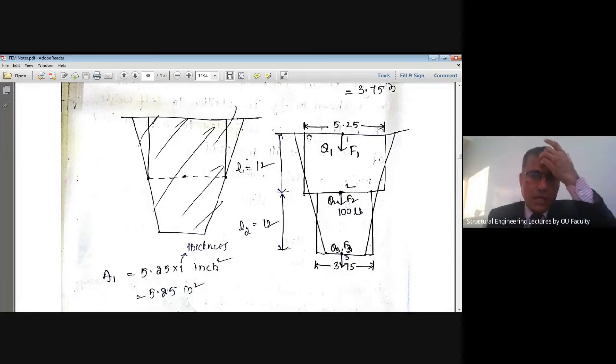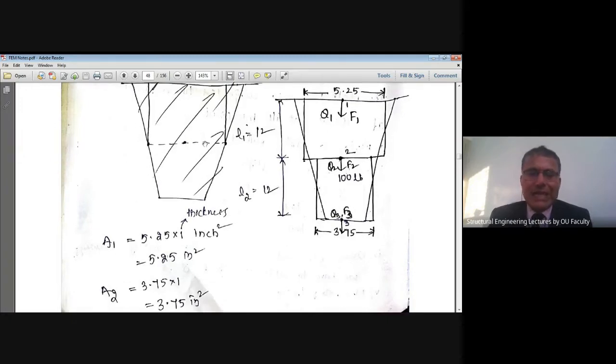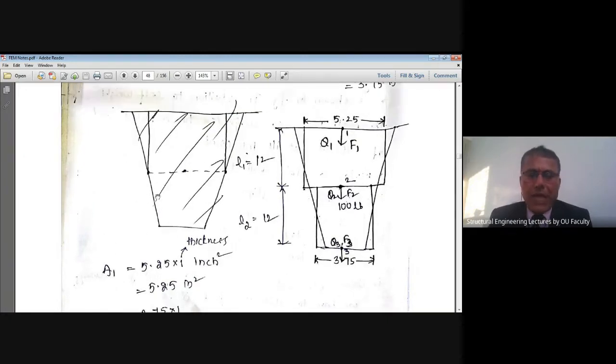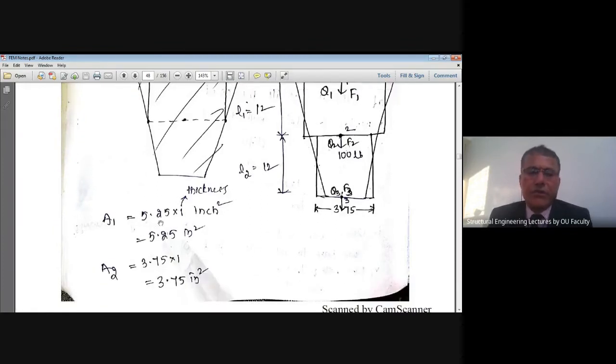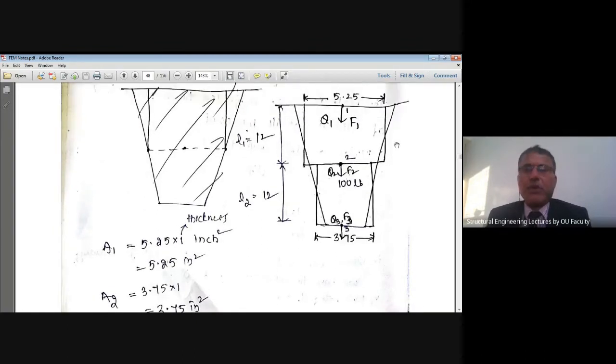That is how we have discretized this continuum having a tapering shape, with varying cross section, into a uniform cross section for the first element and a uniform cross section for the second element. The area A1 is equal to the width 5.25 multiplied by the thickness perpendicular to the plane of the board. This is how the first element is 5.25 by 12 inch, and its thickness is equal to 1 inch.